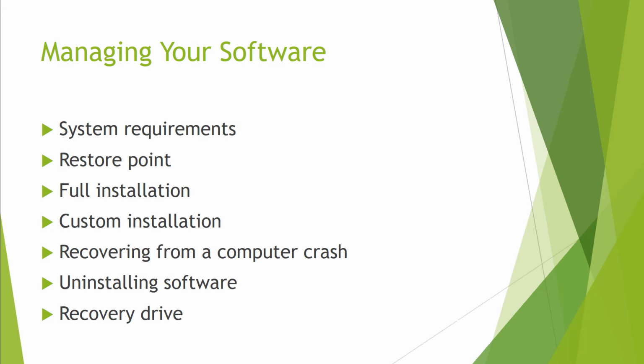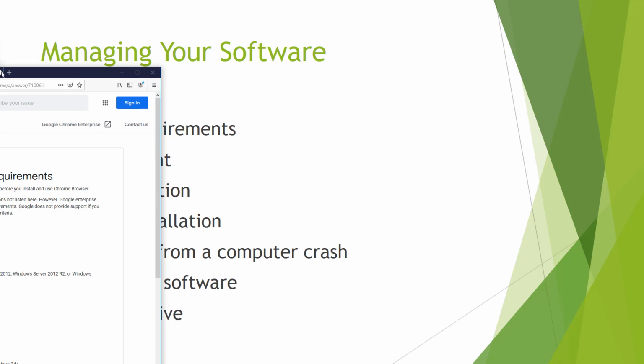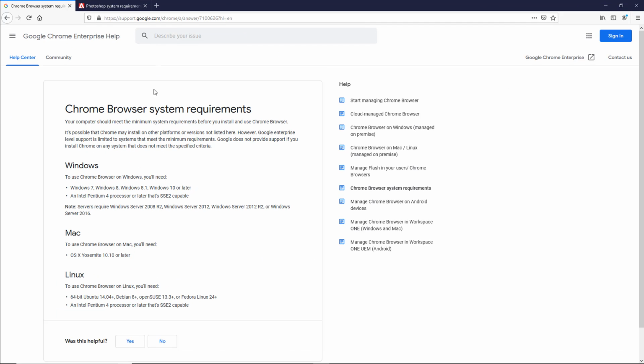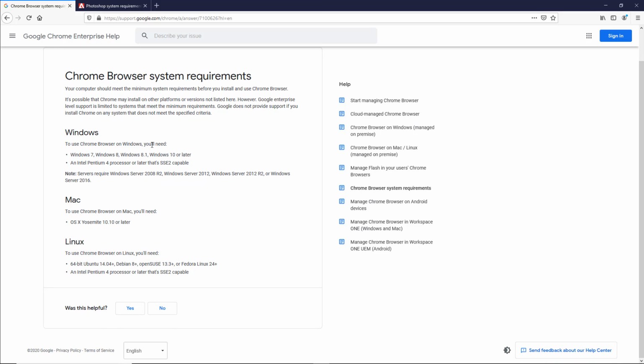All right, now when it comes to using software on your computer, the biggest question is, what are the system requirements? If we take a look here, we have the Chrome browser system requirements. You can see on Windows, you need Windows 7, 8, 8.1, 10 or later. You need at least an Intel Pentium 4 processor or later that's SSE2 capable. No clue what SSE2 is. This one doesn't list amount of RAM or processor speed or anything like that. You can see the same thing with Mac and Linux. They've got the different options there.